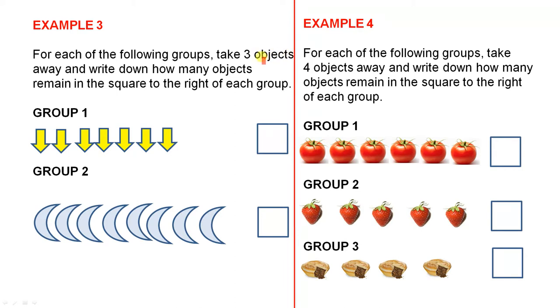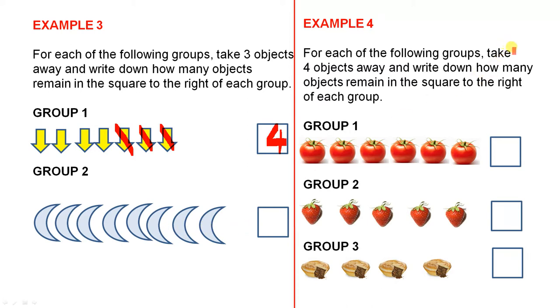Example 3, they have to take 3 objects away. So all they do, they just cross 3 off. Count how many are left, 1, 2, 3, 4, and they write the answer. And it's the same principle for this one.